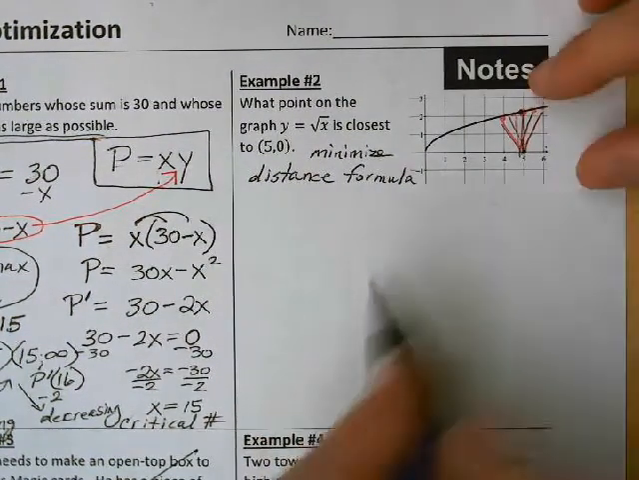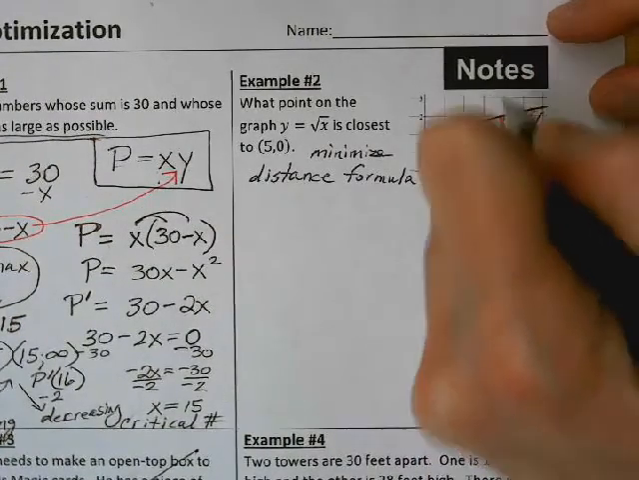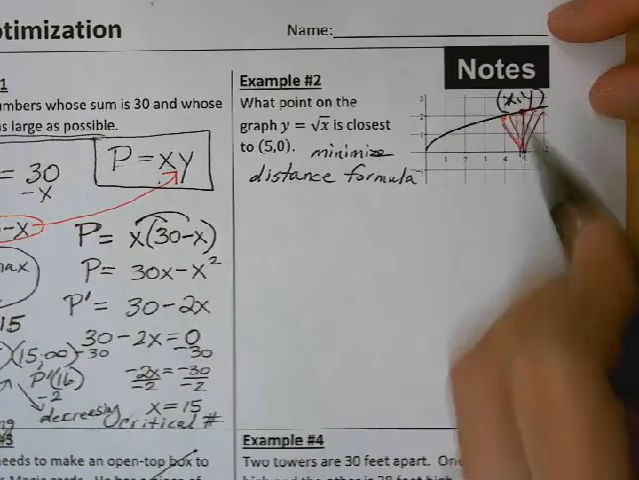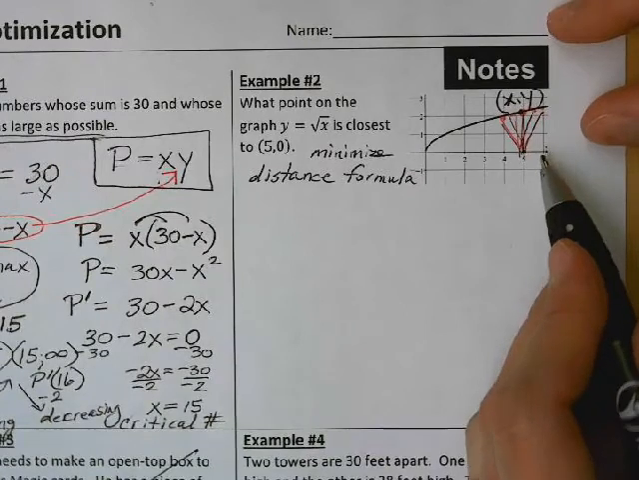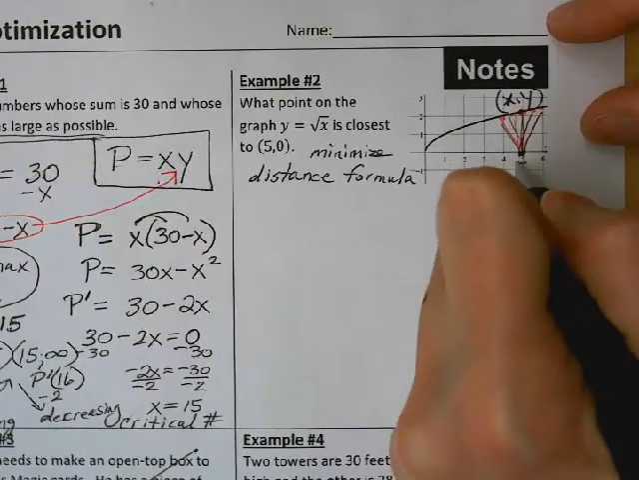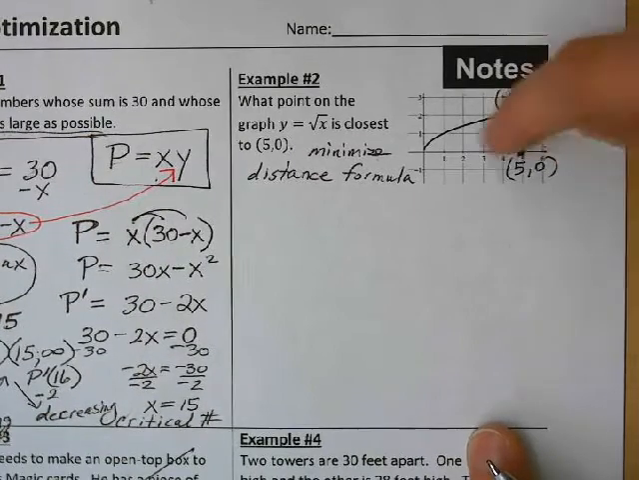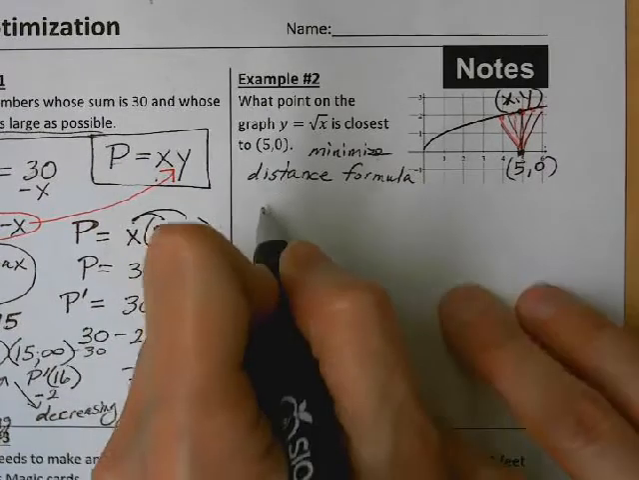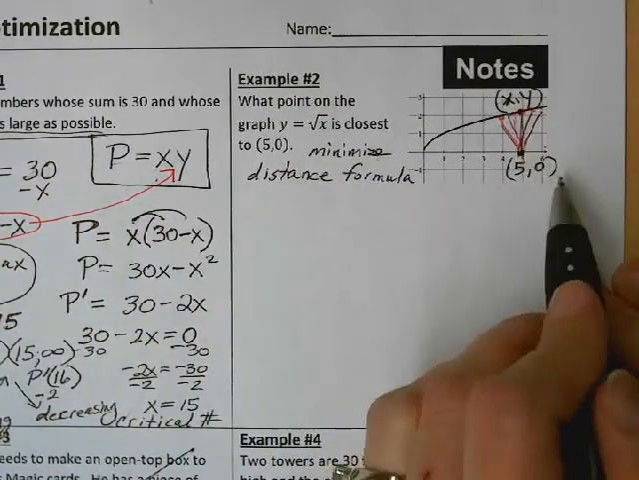So if you're trying to find a point on the graph up here, and you don't know what the numbers are, couldn't we say we're trying to find an x and a y point? Some point up here on this graph that's closest to 5, 0. You're trying to find the shortest distance between some point up here and 5, 0. So we want to do the distance formula, and we can use these x, y, and 5, 0.